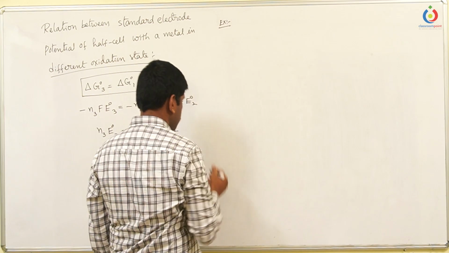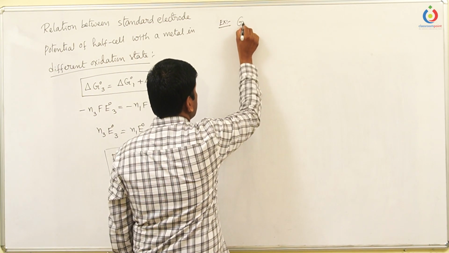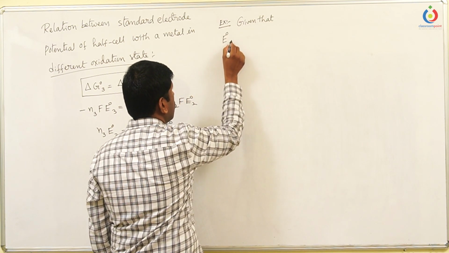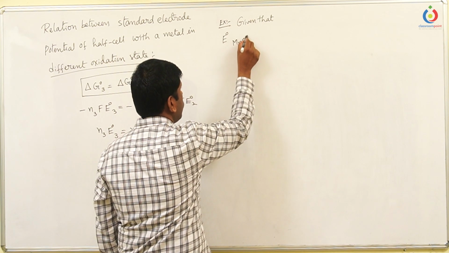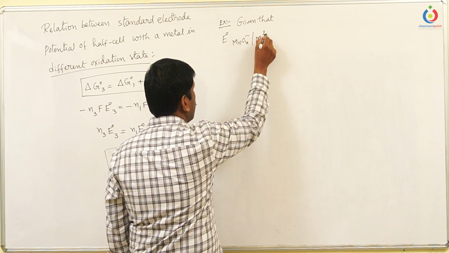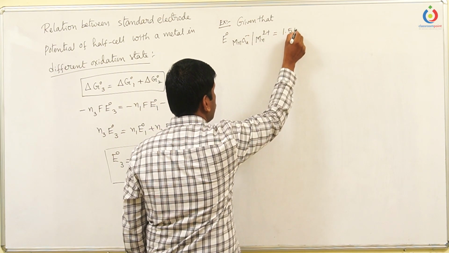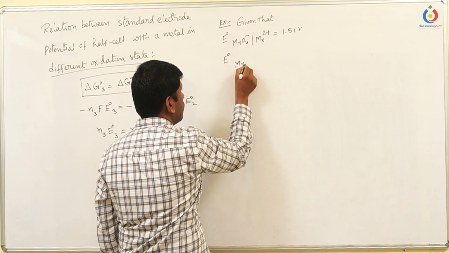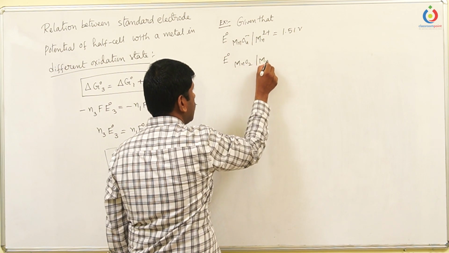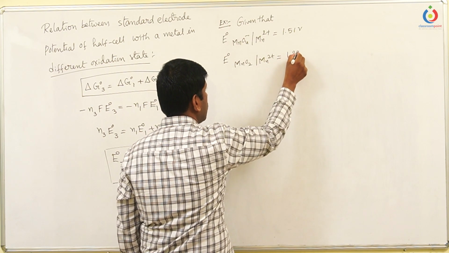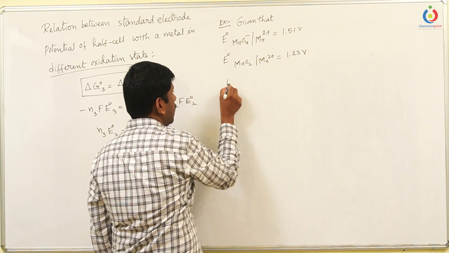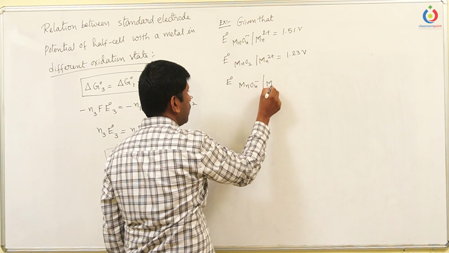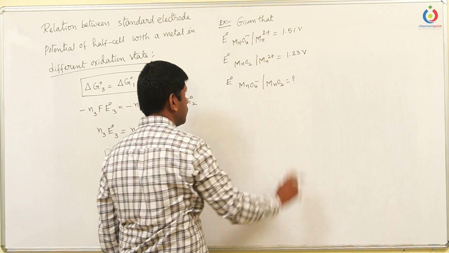So an example is: given that E naught of MnO4 minus by Mn2 plus is 1.51 volts, and E naught of MnO2 by Mn2 plus is 1.23 volts, they are asking what E naught of MnO4 minus divided by MnO2 could be.